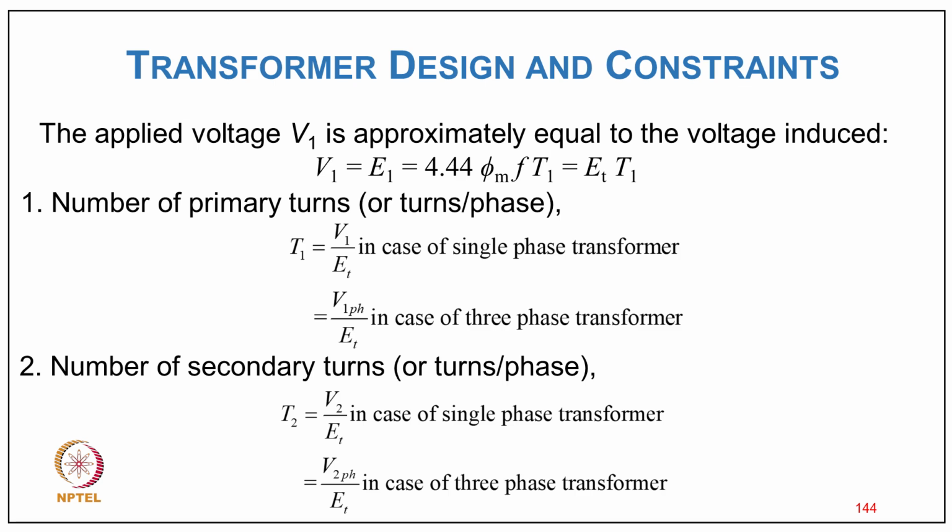So now coming to the typically the applied voltage V1, which is approximately equal to the voltage induced in the primary, V1 equal to approximately E1 equal to 4.44 f phi m T1, that is Et into T1. So number of primary turns you can find out, T1 will be equal to V1 upon Et in case of single phase transformer, V1 phase upon Et in case of three phase transformer. Number of secondary turns will be T2 equal to V2 upon Et in case of single phase transformer, V2 phase upon Et in case of three phase transformer.